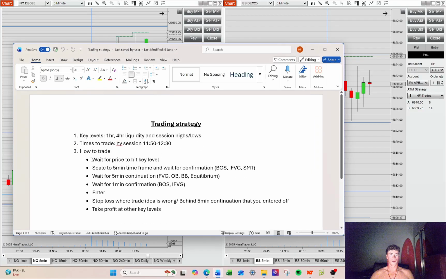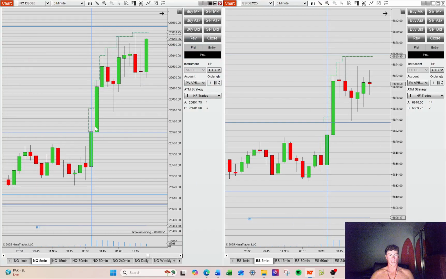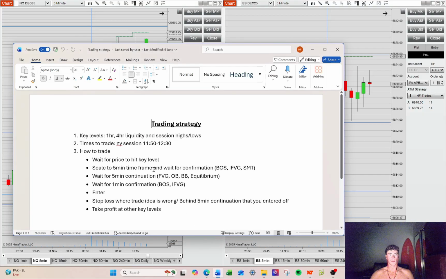this is my strategy: wait for price to hit a key level, which has happened. It's come up and swept past this key level. From there we scale down to the 5 minute time frame and wait for a confirmation, which is either a break of structure, inverse fair value gap, or an SMT.